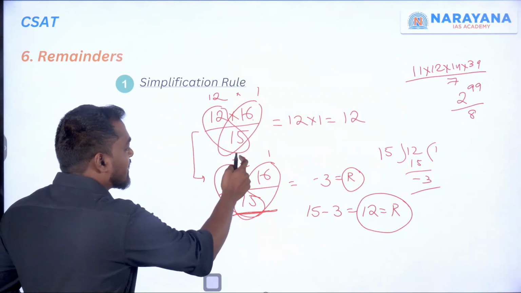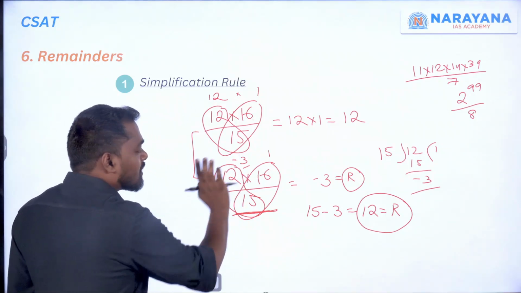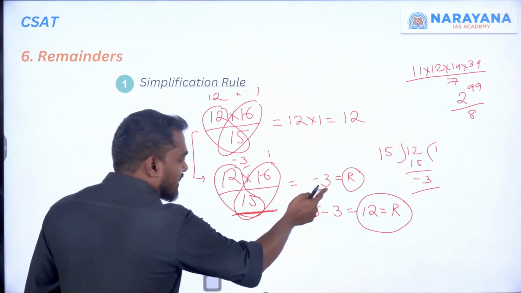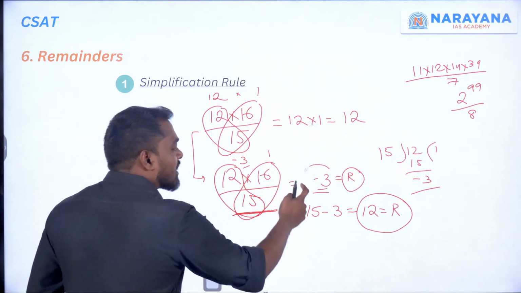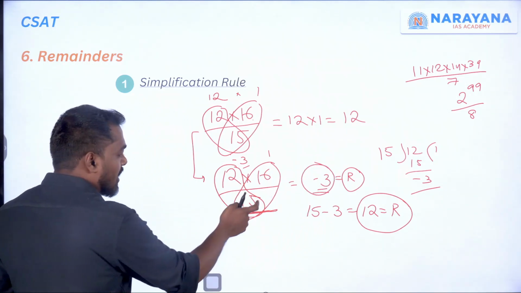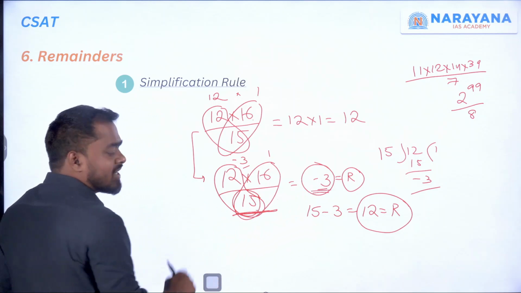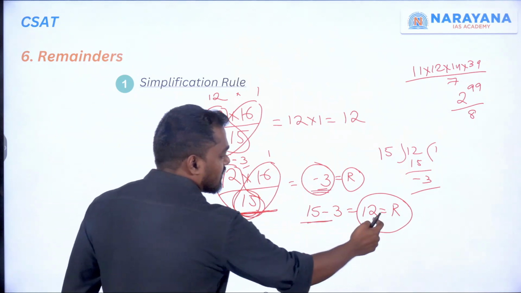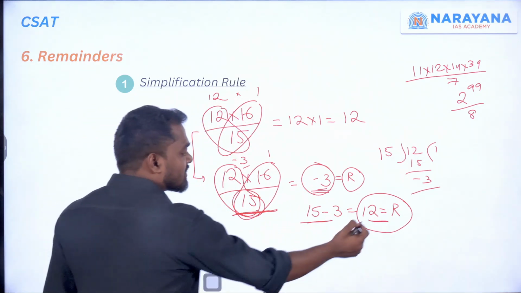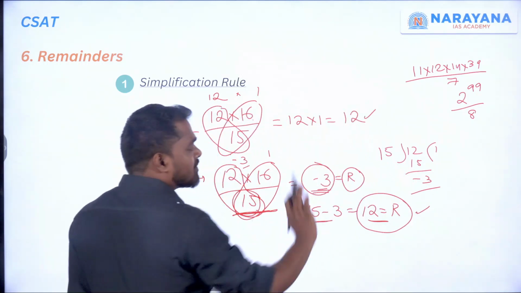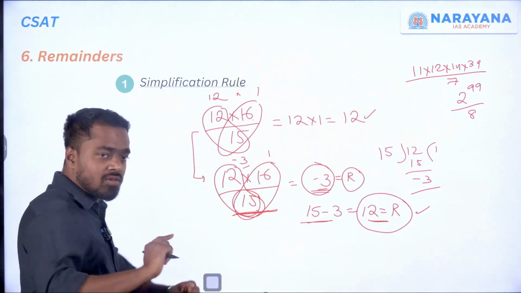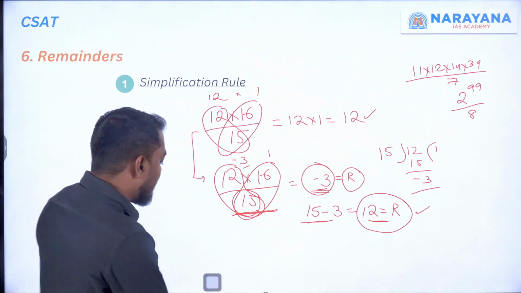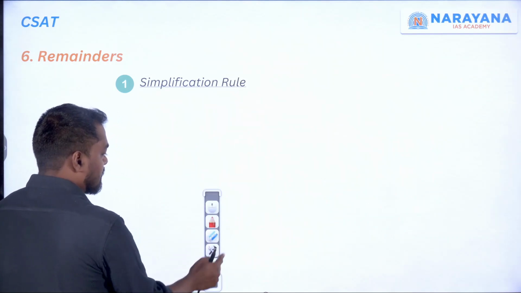So you are getting the negative remainder of minus 3, here plus 1, multiplication is minus 3. Whenever you are getting a value of minus 3, you have to take it out from the divisor. So 15 minus 3, 12. So you are getting the same remainder in both the cases. Now there is one more addition to this simplification rule.